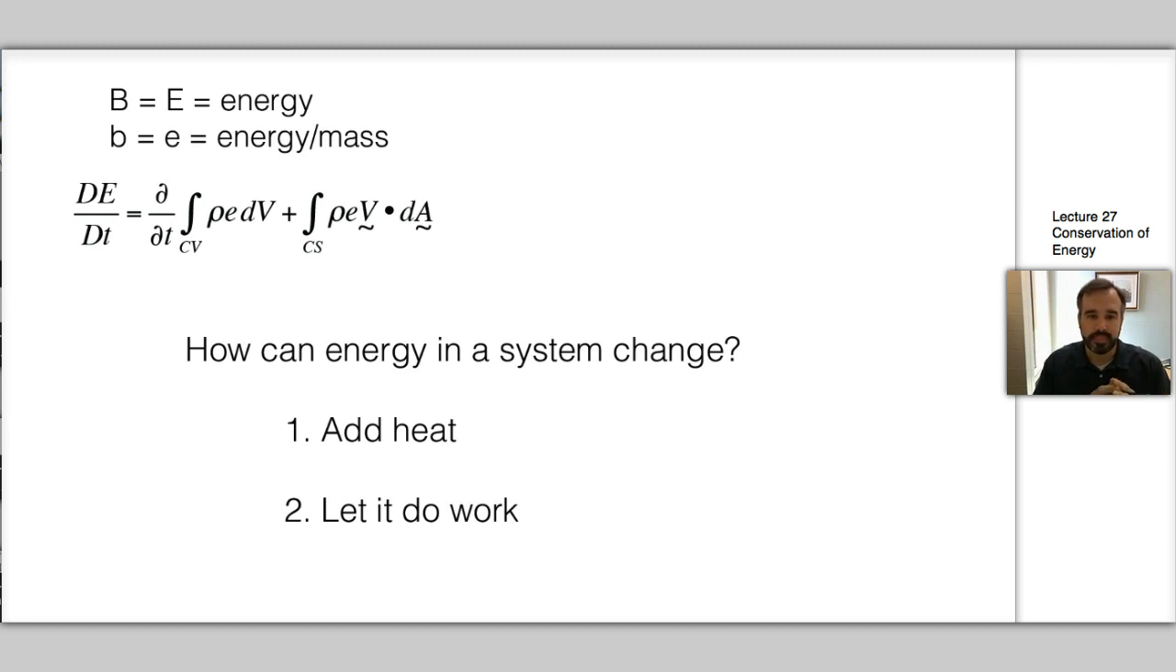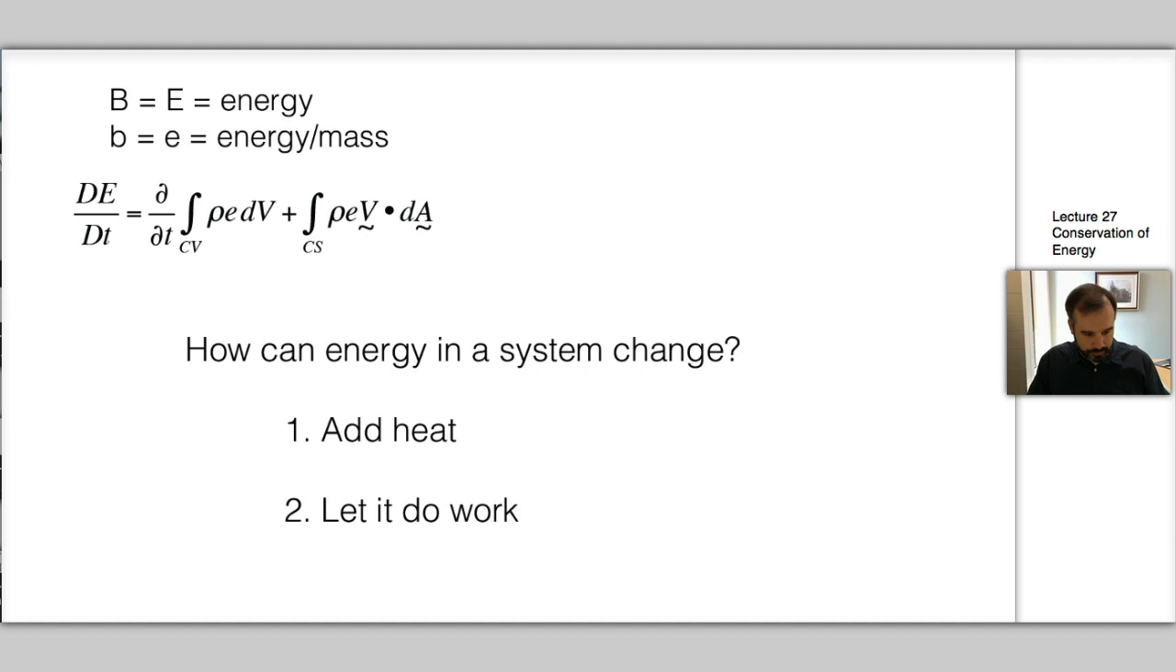The first thing we want to do is take a look at the left-hand side of this equation, capital DE over dt. And we ask ourselves, well, how can energy in the system change? Because that's what this term is telling us. And really the two things that can happen is we can either add energy through adding heat, or we can let the system do work, and so it'll lose energy.